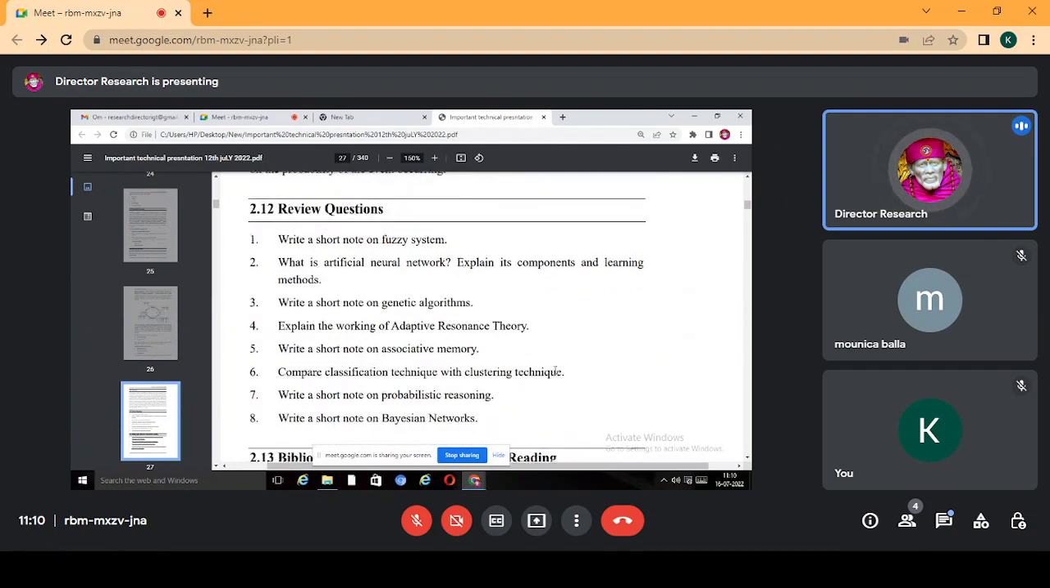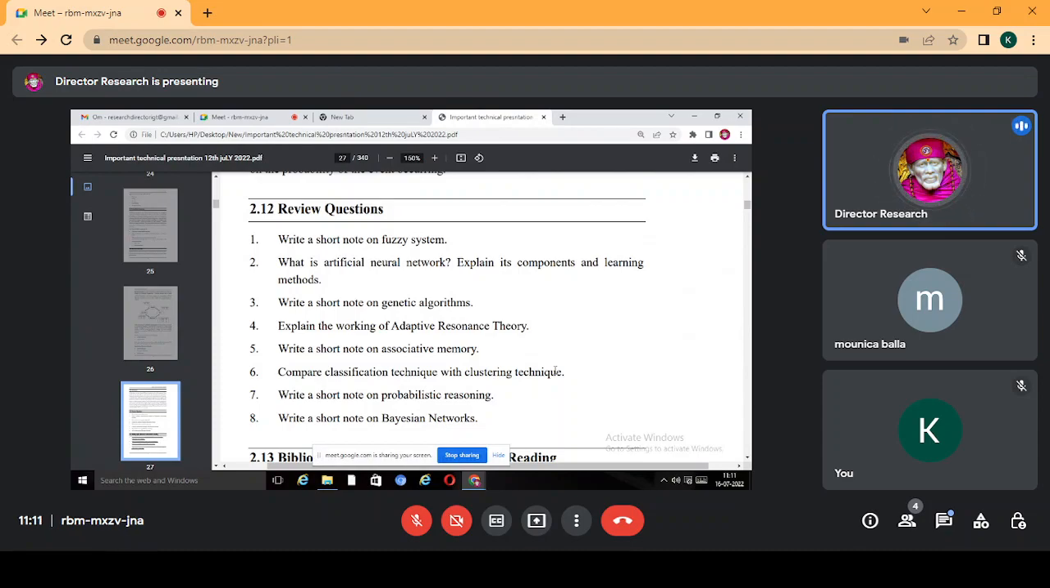Here are the important review questions. Write short notes on fuzzy systems. What is an artificial neural network? Explain its components and learning methods. The third one is write short notes on genetic algorithm. The fourth one is explain the working of adaptive resonance theory. The fifth one is write short notes on associative memory. The sixth one is compare classification techniques and clustering techniques. The seventh one is write short notes on probabilistic reasoning. The eighth one is write short notes on Bayesian networks.